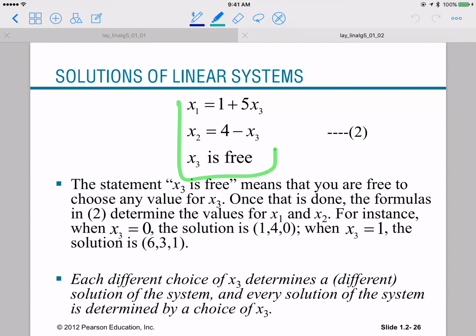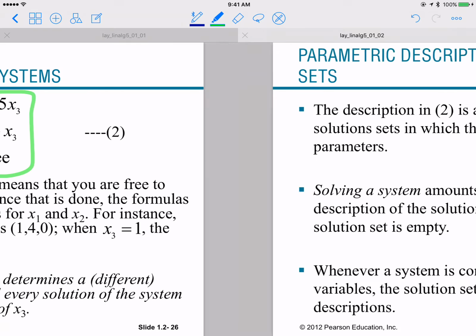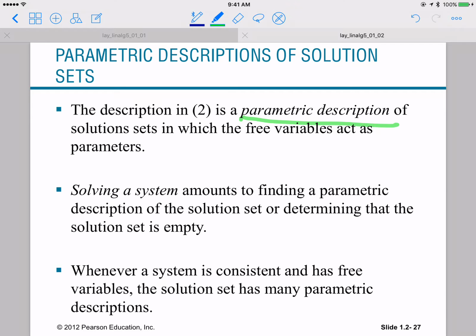Okay, and then obtaining these kind of answers for our solution. This is actually solving the linear system, and also this form is called parametric description of your solution sets.